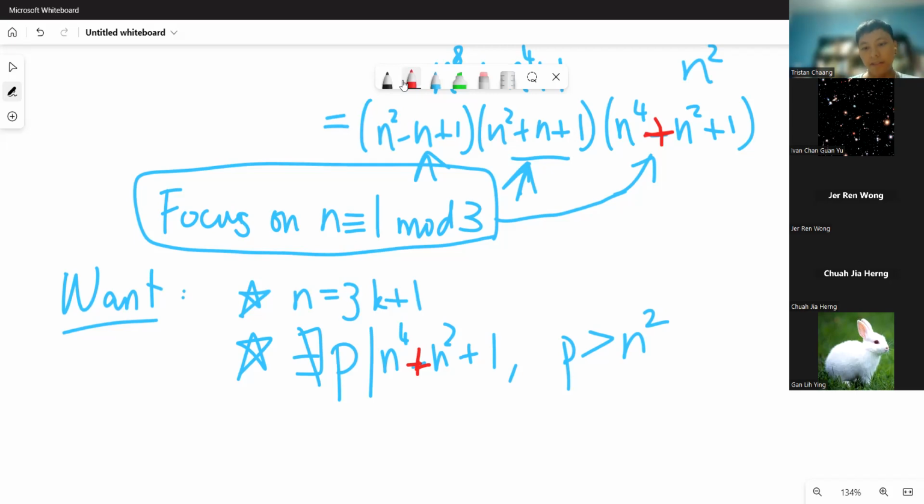So now look at the second condition. There are no prime factors that are larger than n squared but divide n to the 4 plus n squared plus 1. So I'm going to reverse the question and ask from the point of view of p.